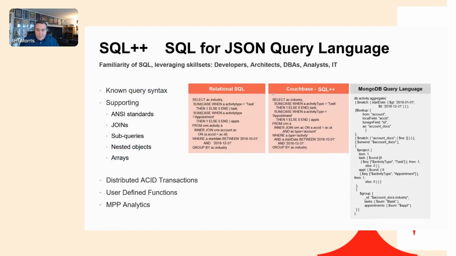I keep talking about SQL++, SQL for JSON. What is it? What makes it cool? It's basically the exact same syntax and function of regular SQL 92 from relational databases, except applied to JSON. So where you're dealing with a JSON document, that might be a row in a table in traditional SQL parlance. But it supports distributed ACID transactions. You can have user-defined functions. It's the same language that we use for the large-scale analytic capabilities of Couchbase Columnar.